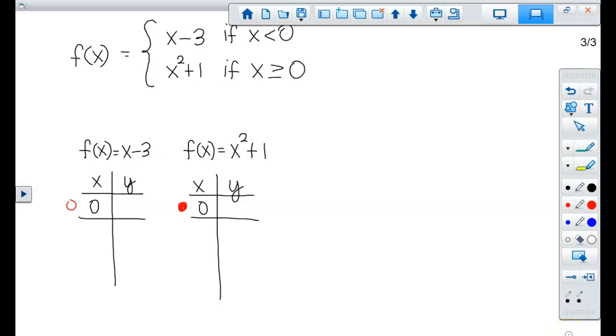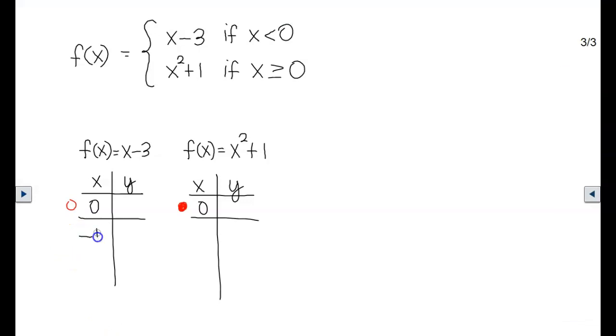Now, I told you I want at least 3 numbers for inputs, so we only have 1 in each table. So for the first one, you're allowed to choose x's that are less than 0. So I would go with -1 and with -2, just to keep life nice and easy. And then in the second one, I can pick x's that are greater than 0. So I would go with 1 and 2 if I were you.